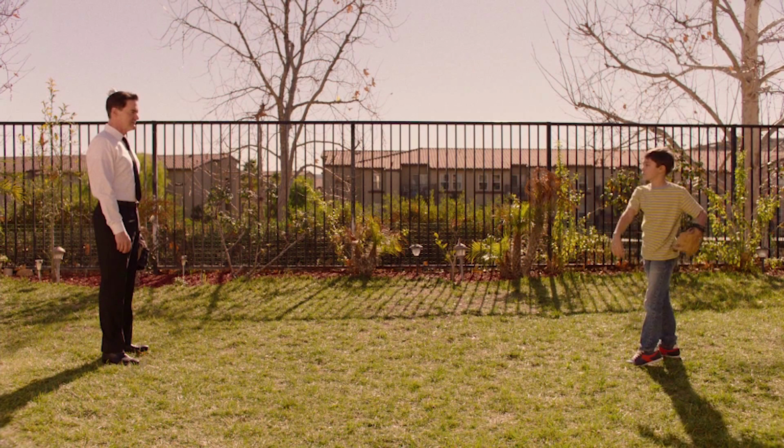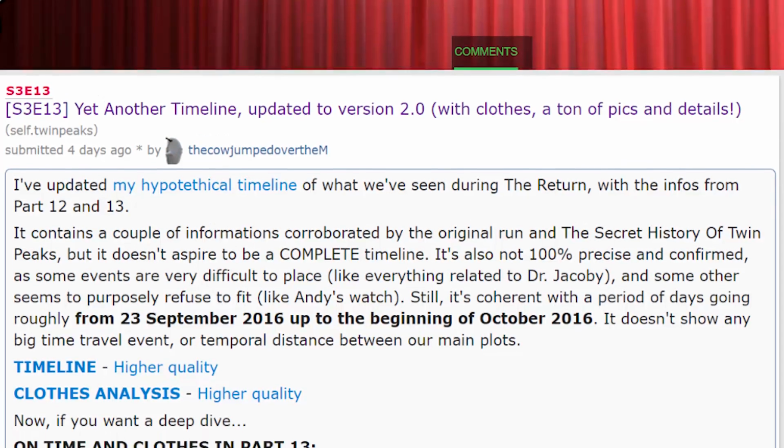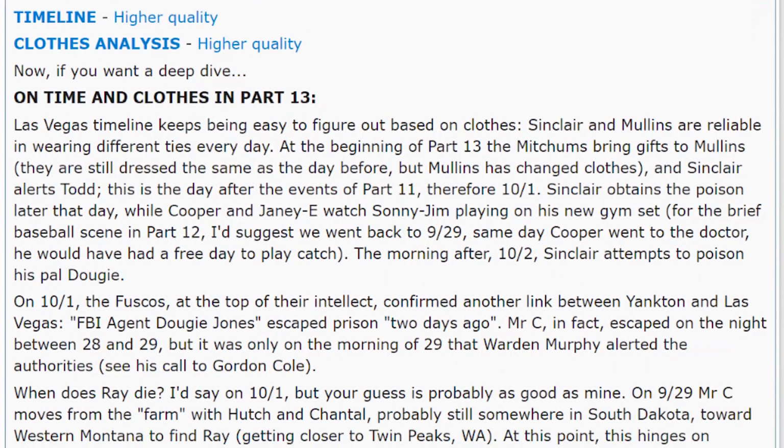Luckily, Reddit user thecowjumpedovertheM has done a pretty good job of putting things together, and that's what I'm going to be using right now to go through things. If you're wondering how I came up with this, a lot of it has to do with date clues that we got, combining that with the clothes people are wearing and things like that.